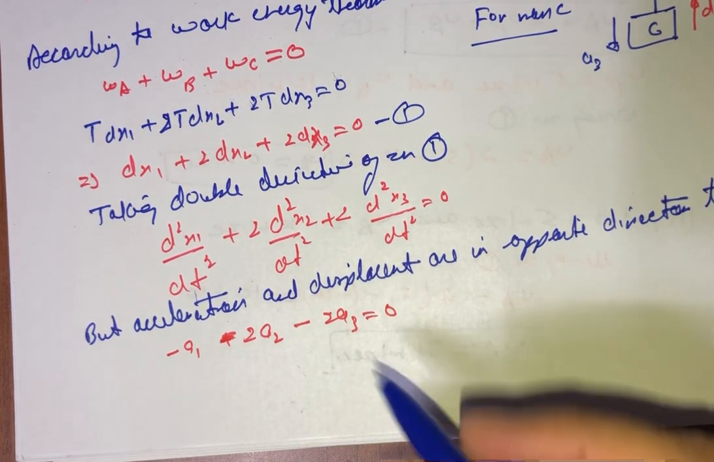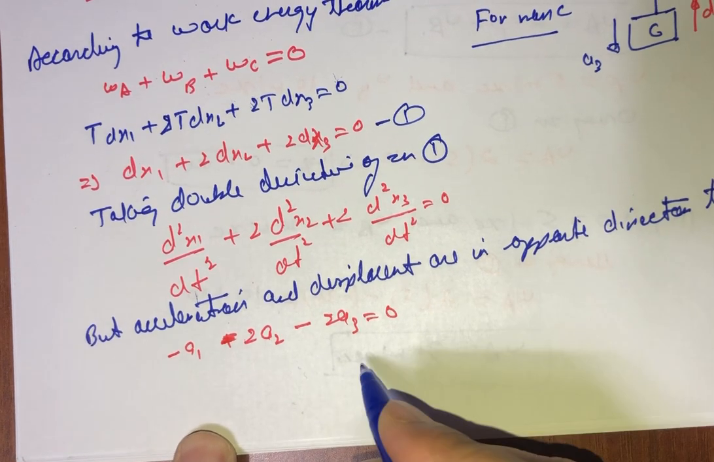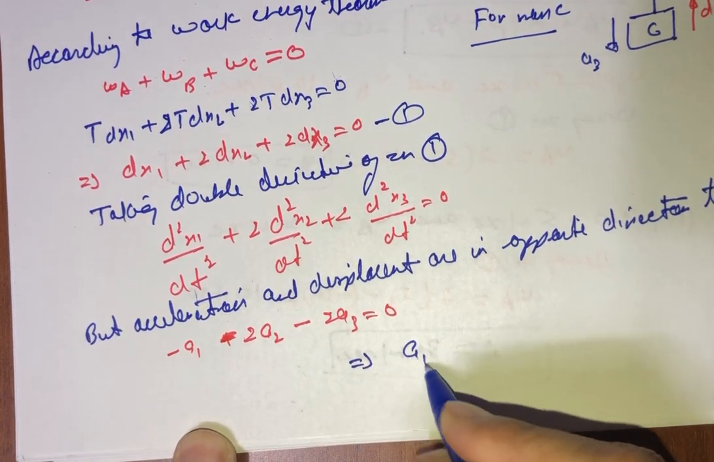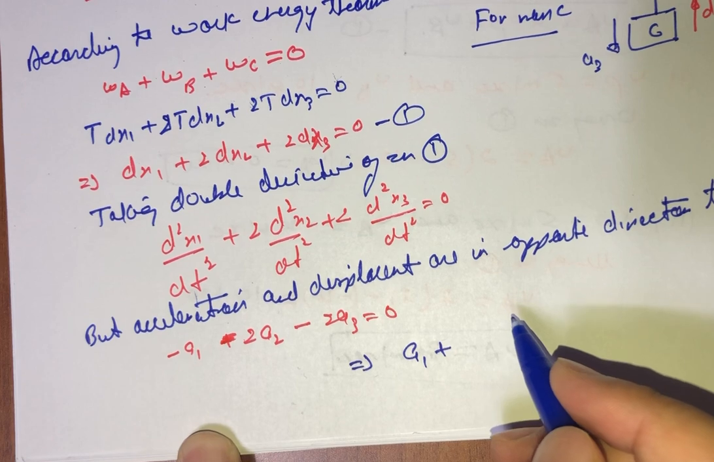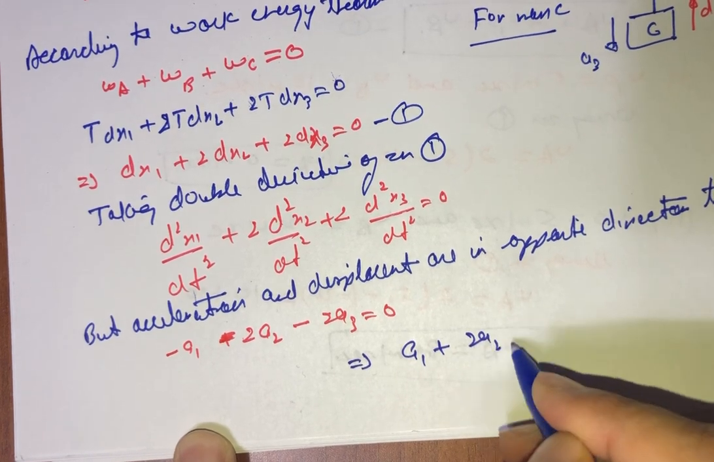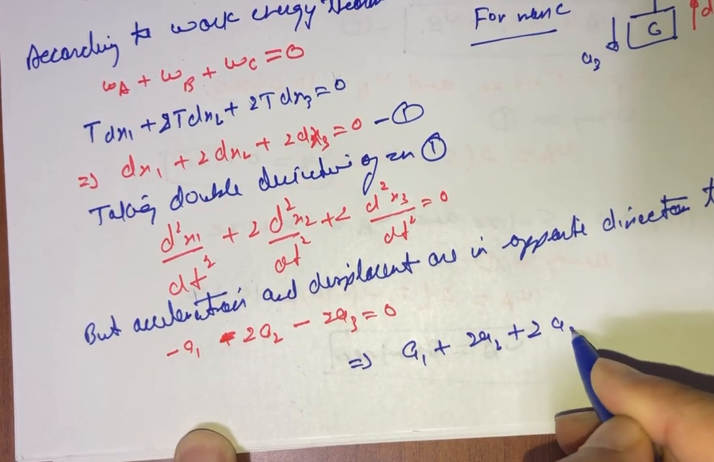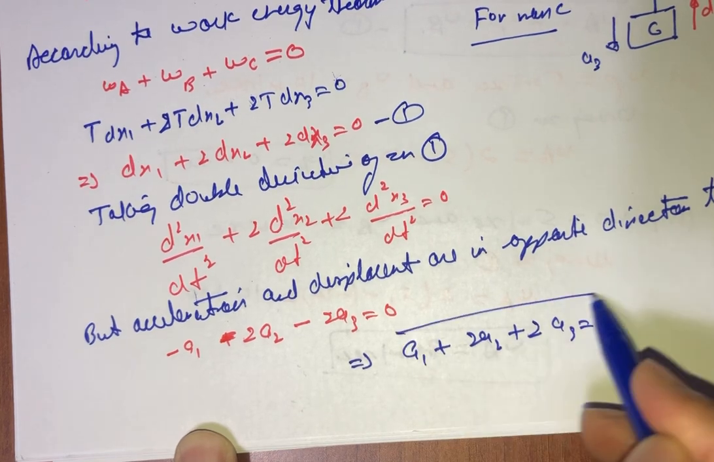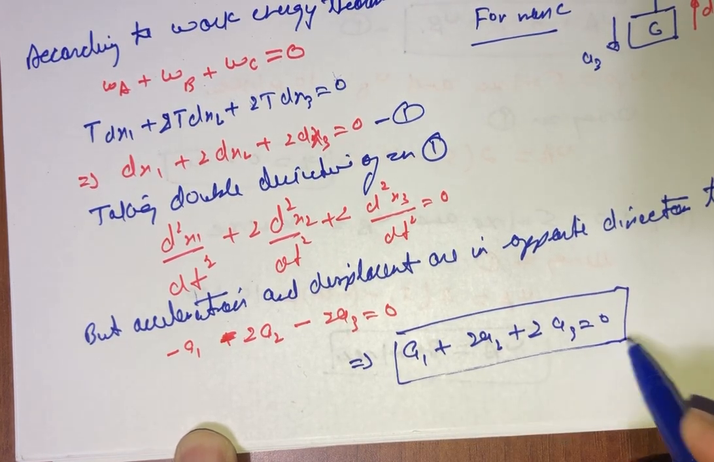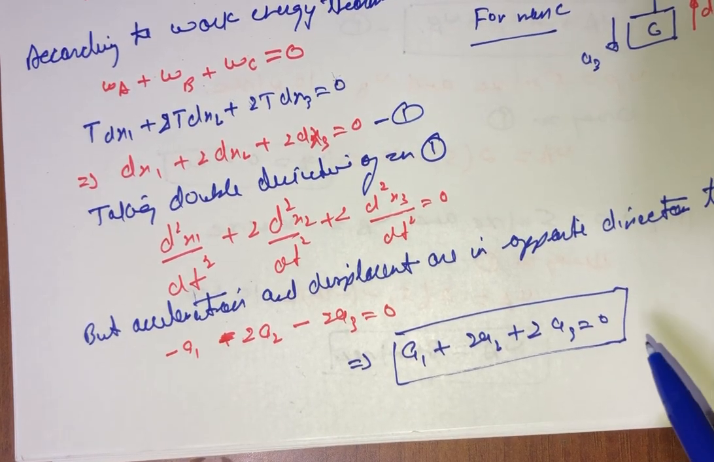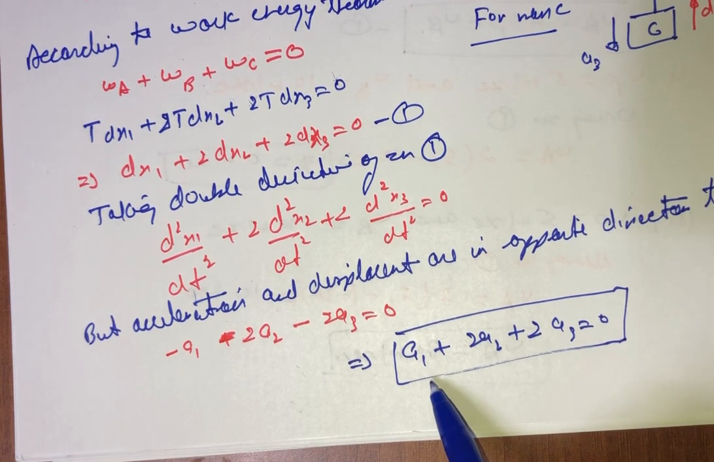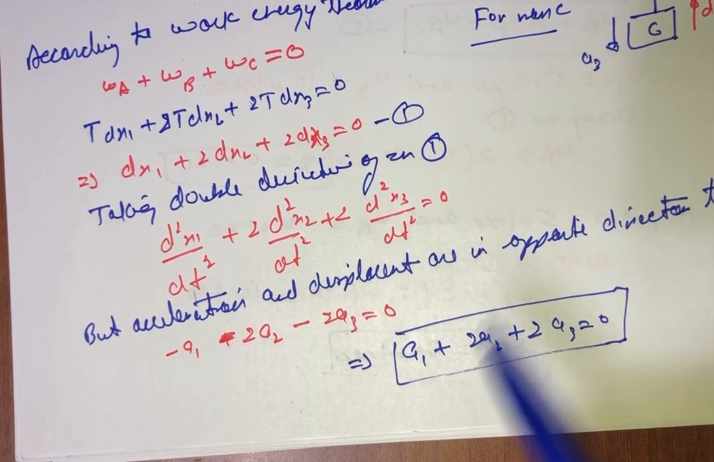Now taking minus as common, this can be written as a1 plus 2a2 plus 2a3 is equal to 0. So this is the final relationship between the accelerations of the individual masses.